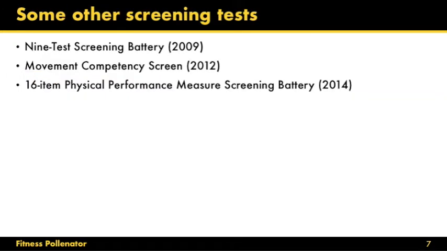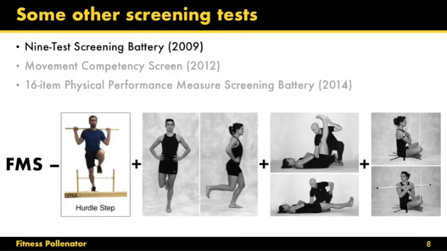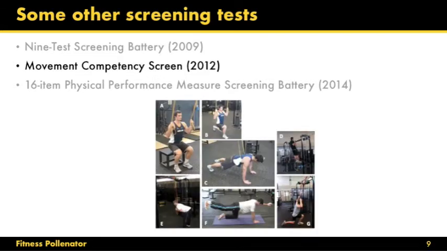In addition to the functional movement screen, here are just a few more examples of screens that are out there. There's the 9-test screening battery from 2009. So this was the FMS minus the hurdle step plus 3 additional tests. There's the movement competency screen from 2012. This was a PhD thesis from a student in New Zealand, and it basically took 7 movement patterns and loaded them in 3 different ways.